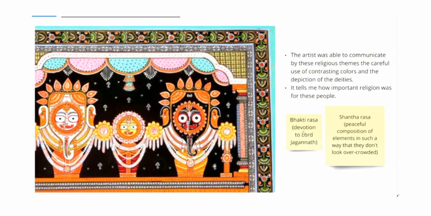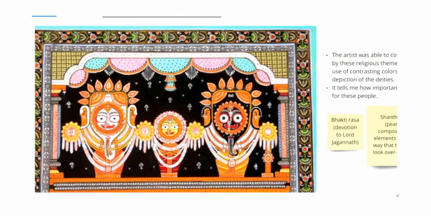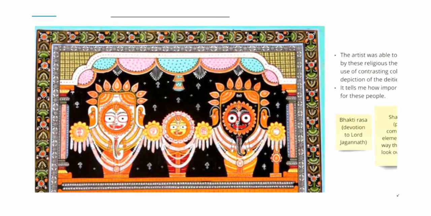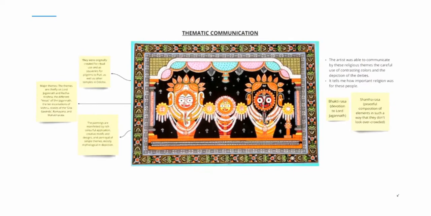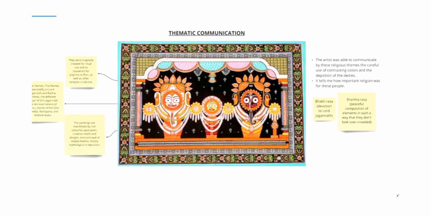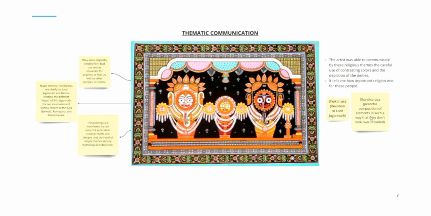So, after interpreting, I could make out two rasas from the whole painting. One is Bhakti Rasa because of the devotion to Lord Jagannath, and another one is Shanta Rasa, which is because even though the whole painting is very much ornamental and has a lot of details, it still looks peaceful in its own way, and it has a certain kind of calmness to it. The elements are in such a way that they don't look overcrowded.